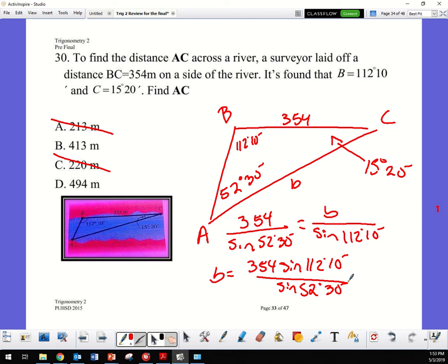Please make sure you guys are plugging this in. Oh yeah, 413.